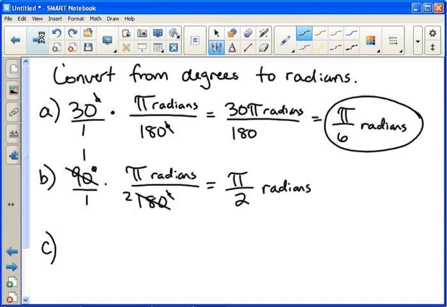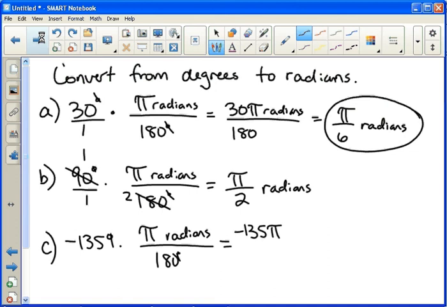135 degrees times pi radians over 180 degrees. The degrees cancel out, and we get 135 pi radians, and degrees are gone, so we just have 180. Oh, sorry, messed that up.